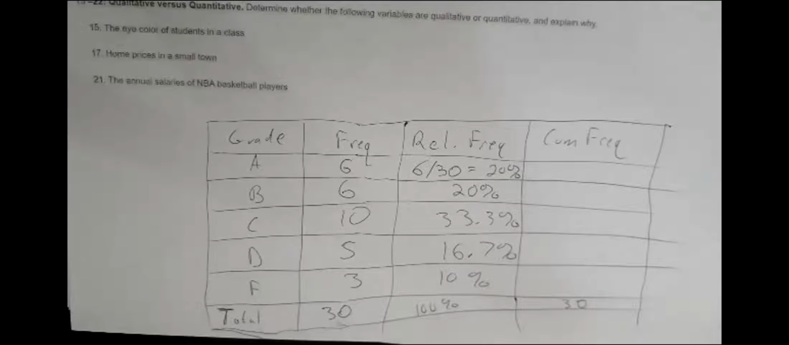And if I want to check and make sure I did these things right, what can I do? Add them up. Yeah, it should give you 100%. It might give you 99.9 if you rounded things wrong or something like that, right? But it should be pretty close.